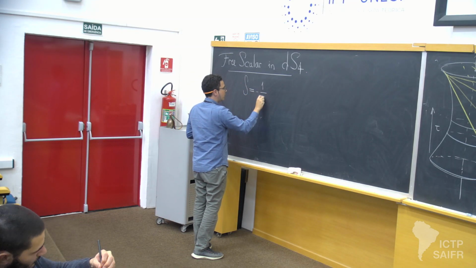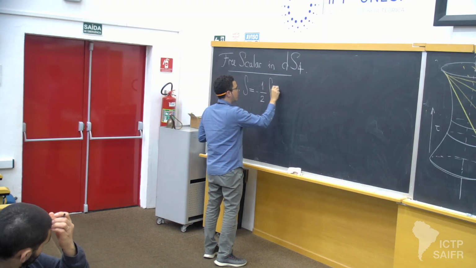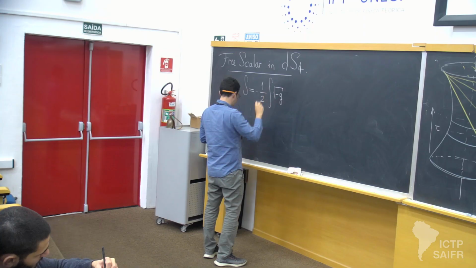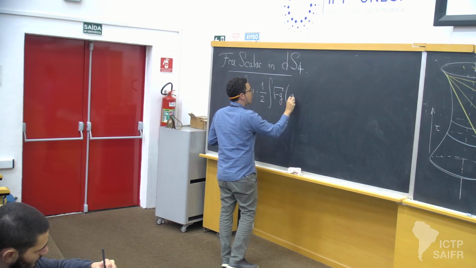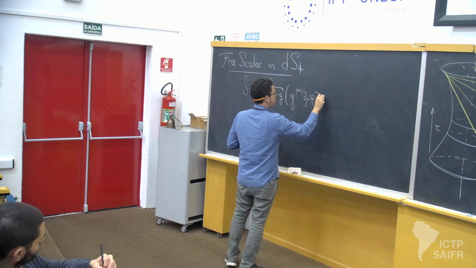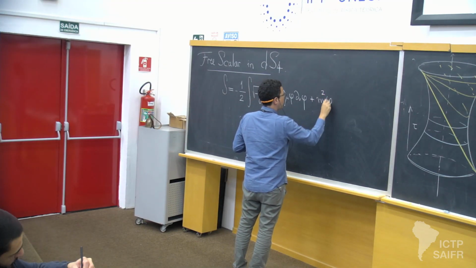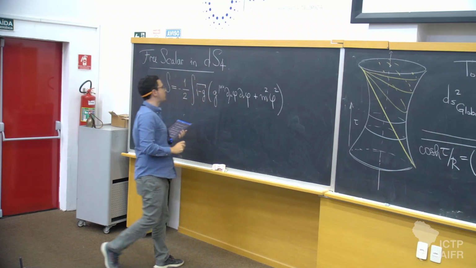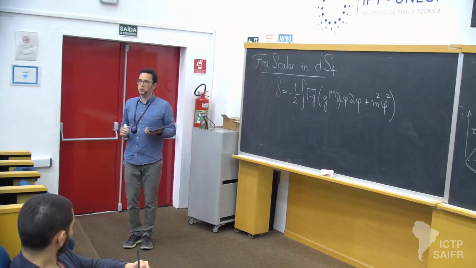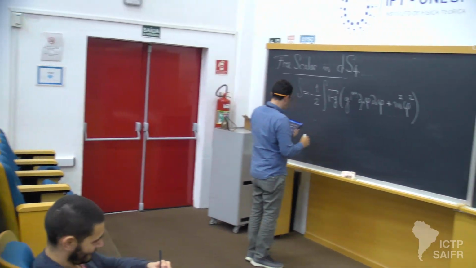I use conventions that civilized people use: minus, plus, plus, plus. So this is g_{μν} ∂_μ φ ∂_ν φ plus m² φ². I can still have lunch with people that use other conventions. That's okay.